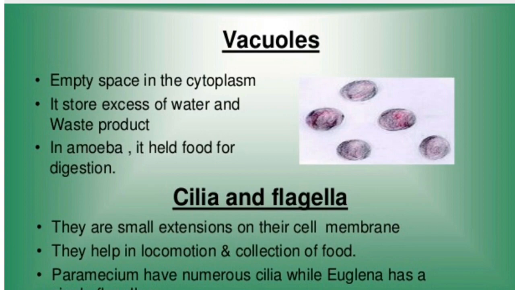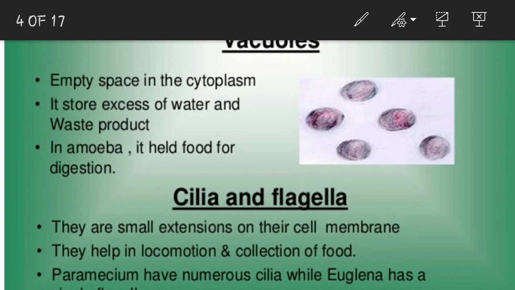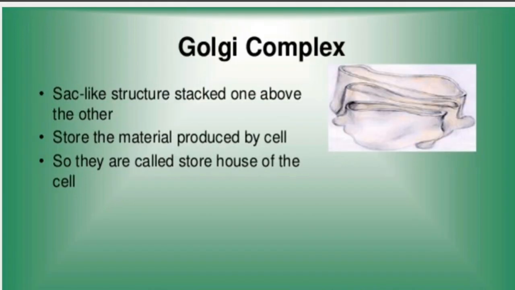Contractile vacuole. In amoeba, it is helpful for digestion purposes. Then we have cilia and flagella. These are small extensions of the cell membrane. They help in locomotion and collection of food. Paramecium has numerous cilia, while Euglena has only one. We will see the picture in the next one.